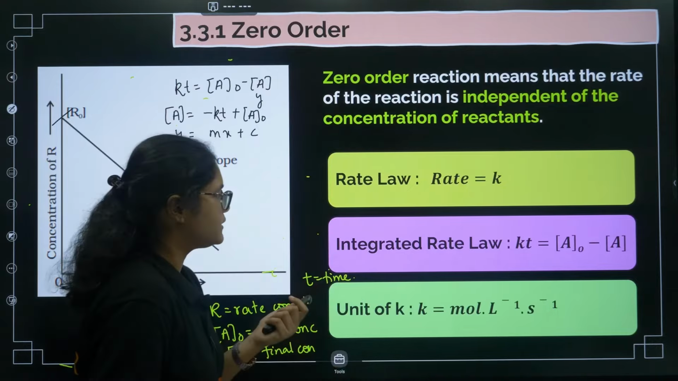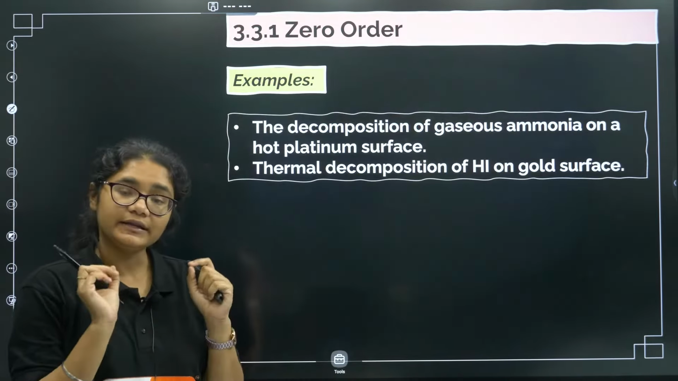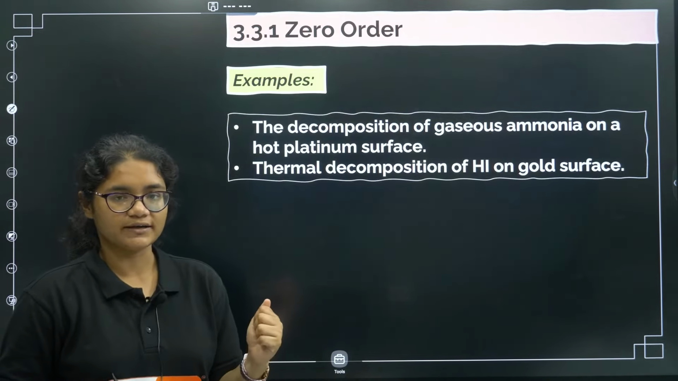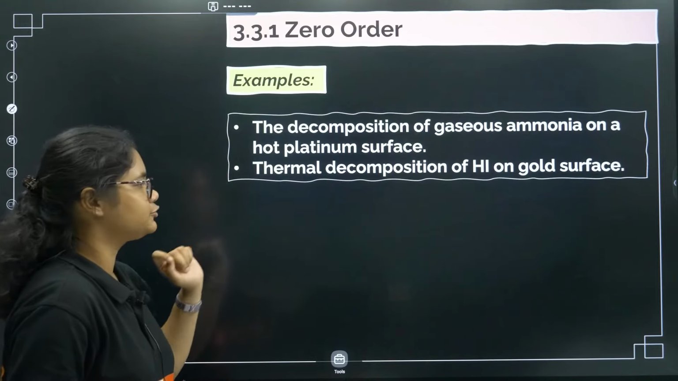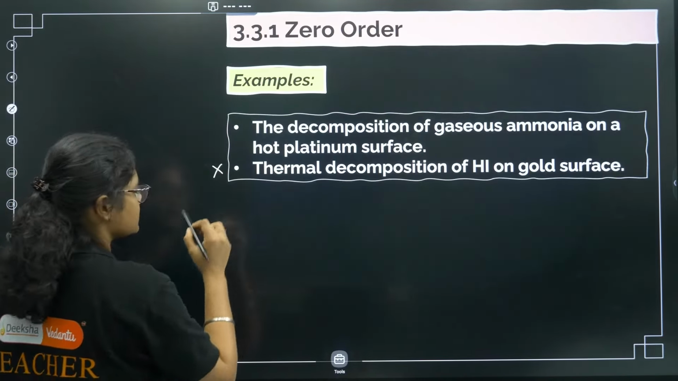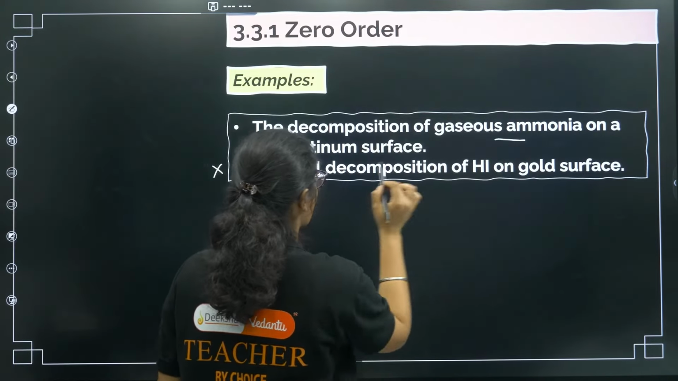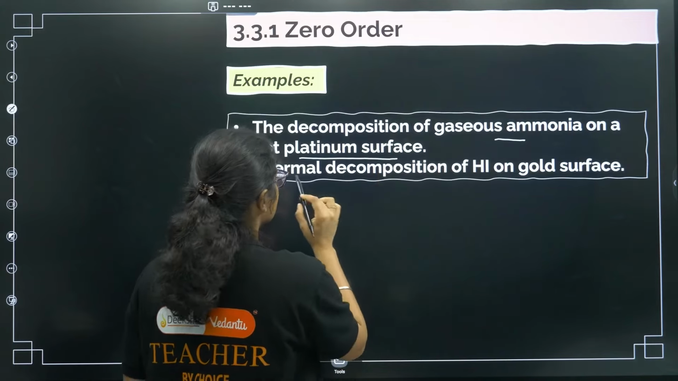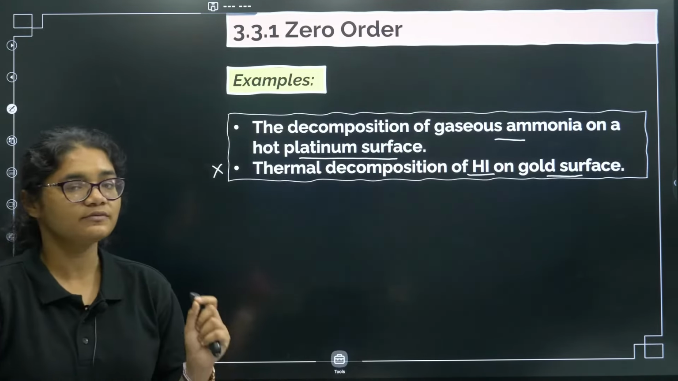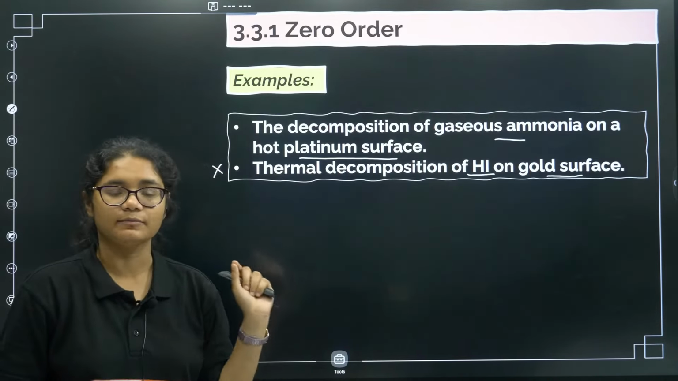Okay, now let us go to some examples of zeroth order reaction. Students have been directly asked questions like which of the following is a zeroth order reaction. So you need to remember these two examples, and the question on this particular example was asked in the previous year. Remember decomposition of ammonia on the platinum surface and the thermal decomposition of HI on gold surface. These two are examples of zeroth order reaction. Okay, please note down, questions are being asked for examples also.